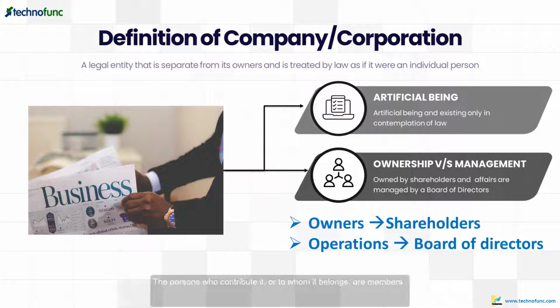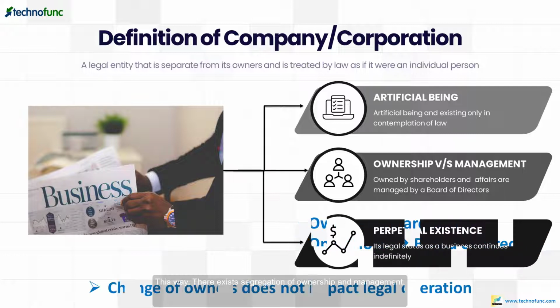The persons who contribute it, or to whom it belongs, are members. The proportion of capital to which each member is entitled is his share. The affairs of the company are managed by a separate body, often called board of directors. This way, there exists segregation of ownership and management.